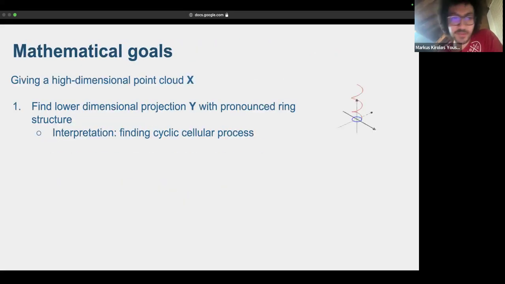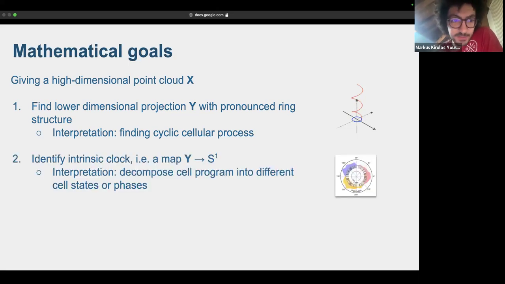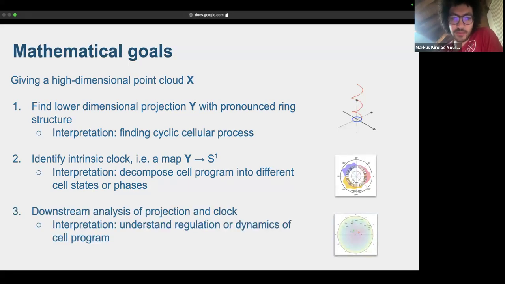All right. So mathematically, these are the goals that we are tackling. Given a high dimensional point cloud, we're looking for projections into some lower dimensional space so that the lower dimensional space has a pronounced circular structure, right? And in this example, you can see that the higher dimensional object X does not have a cyclic structure, but only if you project it, it starts showing this cycle. Then we'd want to identify this inner clock using these circular coordinates. And then we can do some downstream analysis, like figuring out which genes are actually driving the cycle, how much they contribute, with which phase they're associated, and so on and so forth.